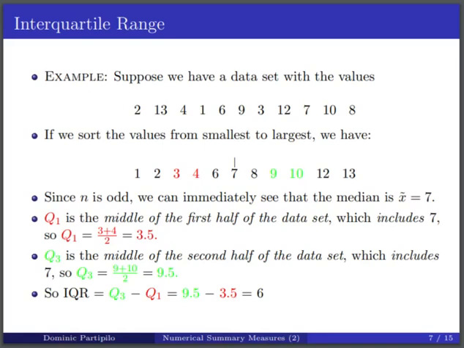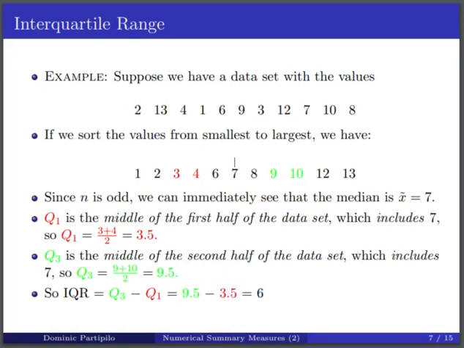Q3 is going to be the middle of the second half of the data set. Again, this is very important that we're including 7 in this. So Q3 is going to be the average of 9 and 10, which I have in green up here. So Q3 is going to be 9.5. So there we go. We found Q3 and we found Q1, and now we can calculate the IQR. The IQR is going to be Q3 minus Q1, just like before. We found that Q3 was 9.5, and we found that Q1 was 3.5. So our IQR is going to be 6.